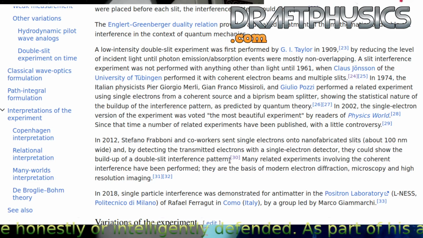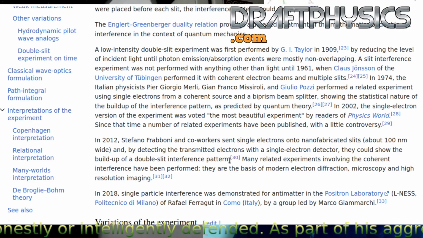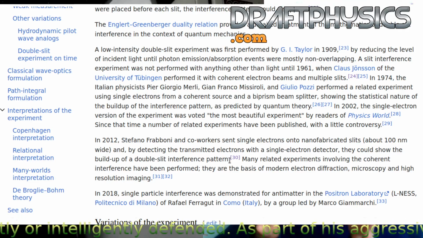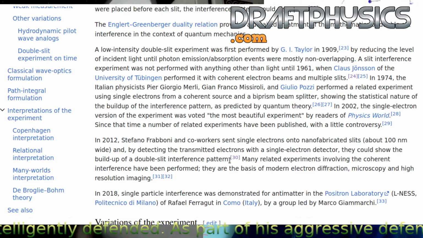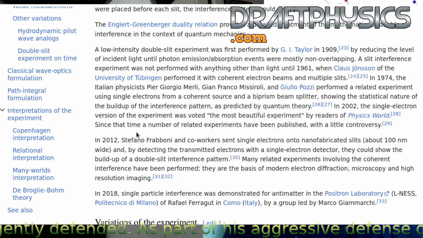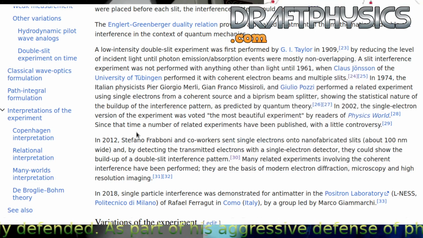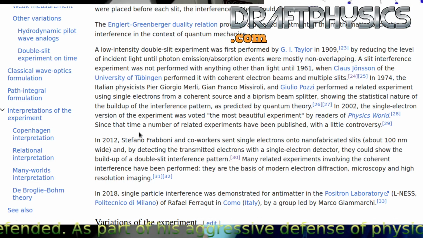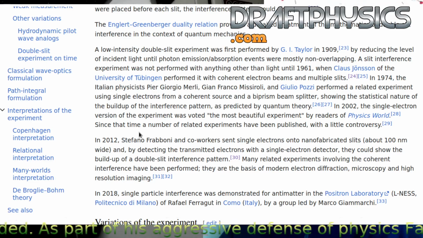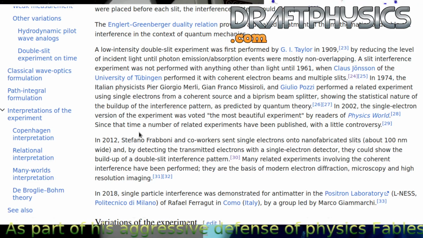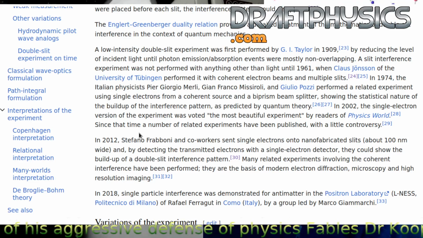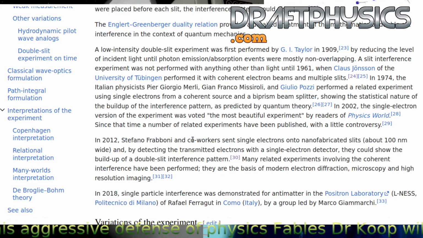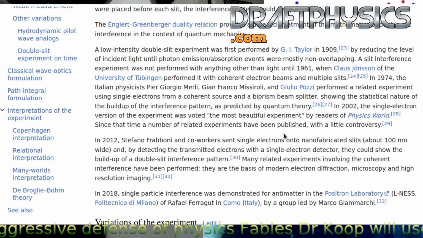I mean, I guess I should make the argument that, depending on what the charge of the material is, the electrons will either be forced in or they'll be forced out. So that's exactly how they focus electrons, by applying a charge to pieces of metal that the electrons have to pass. I mean, that's exactly how they control the path of electrons. All right, since that time a number of related experiments have been published with a little controversy.